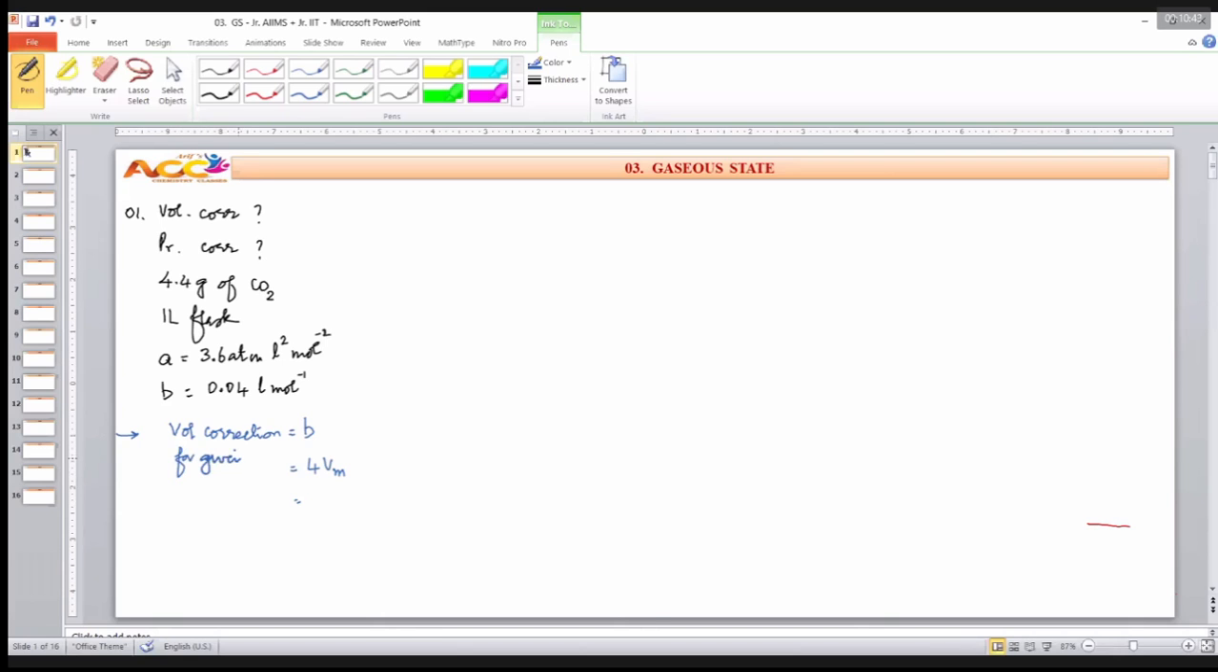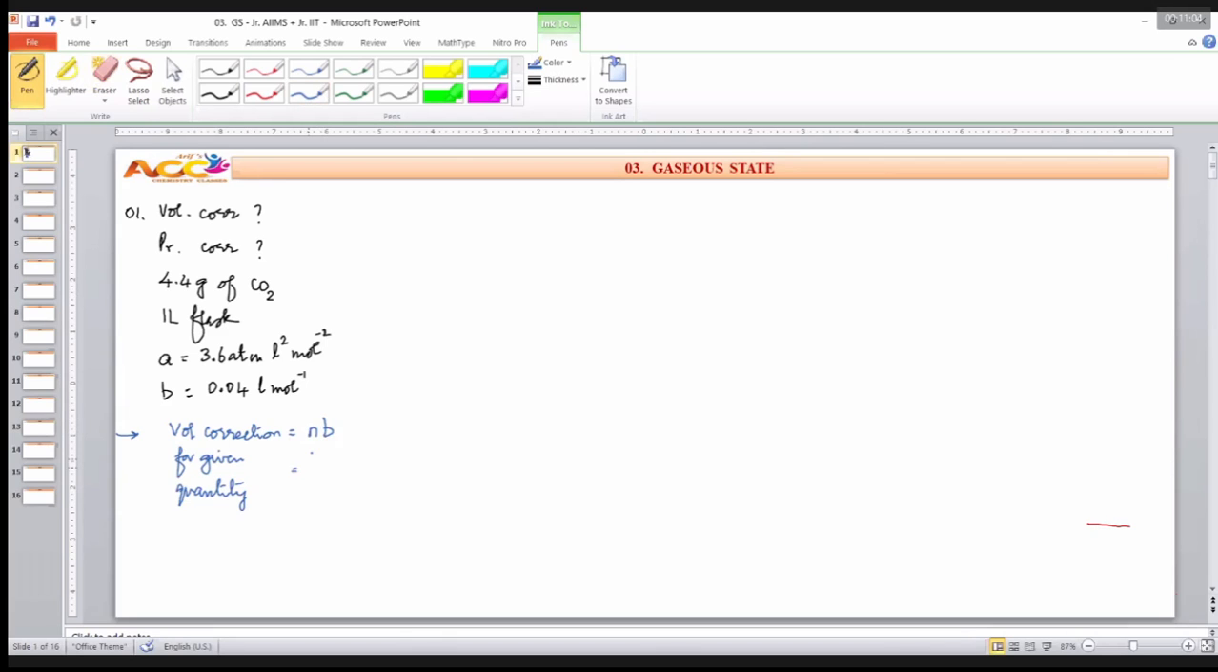I am now manipulating my discussion in terms of the question. Basically, this is b. Basically, this is 4 times volume of 1 mole. Over. No, sir. The question is not like that. The question is given in terms of 4.4 grams. So, if I do like this, I have to say for n moles, nb.